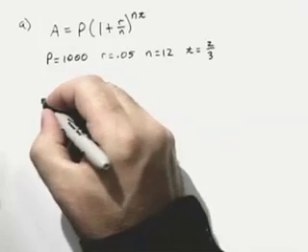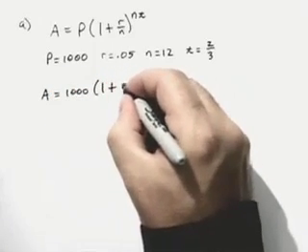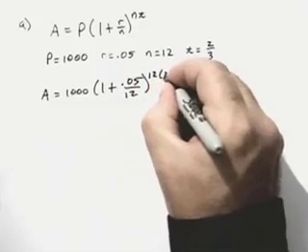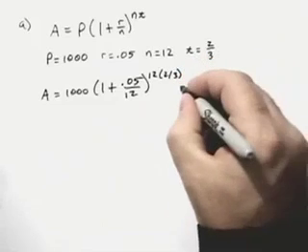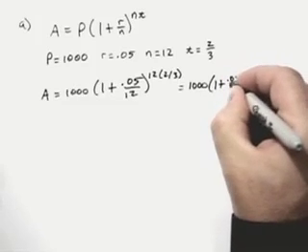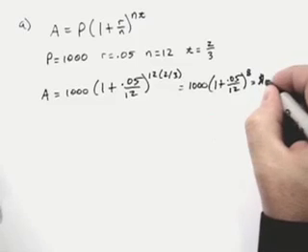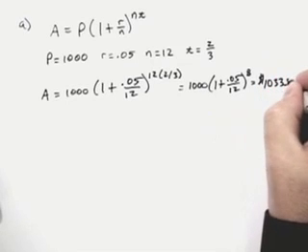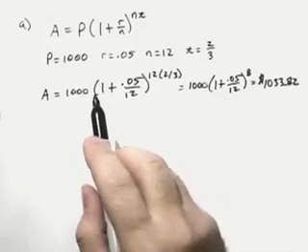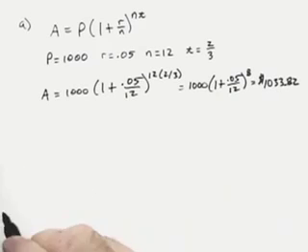We plug in the values, we get A is equal to 1,000 times 1 plus 0.05 over 12, raised to the 12 times 2/3 power. That will give us 1,000 times 1 plus 0.05 over 12 to the 8th power, which is $1,033.82. So if we invest $1,000 at 5% compounded monthly, in 8 months we will have $1,033.82.